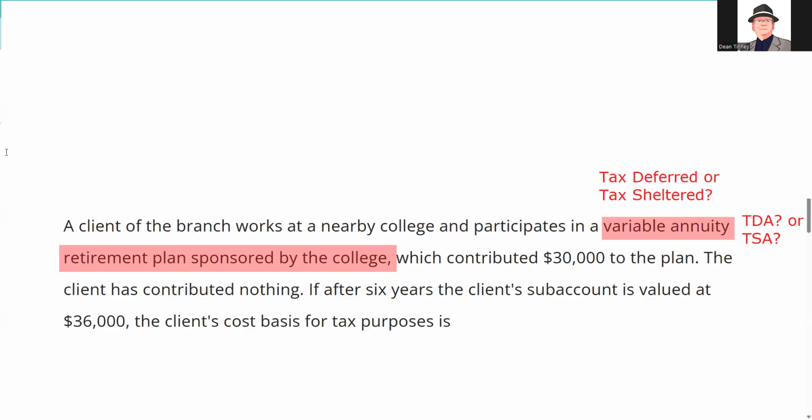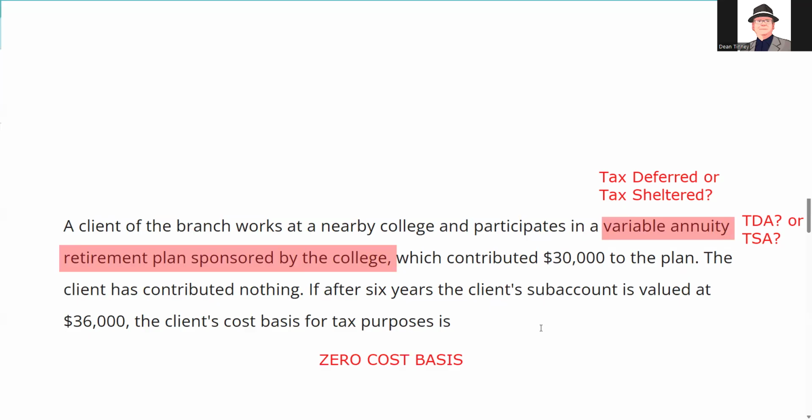The client's cost base for tax purposes is zero. You have a zero cost base, so everything coming out of this thing is going to be taxable, right? So that's the answer to the question. Zero cost basis.